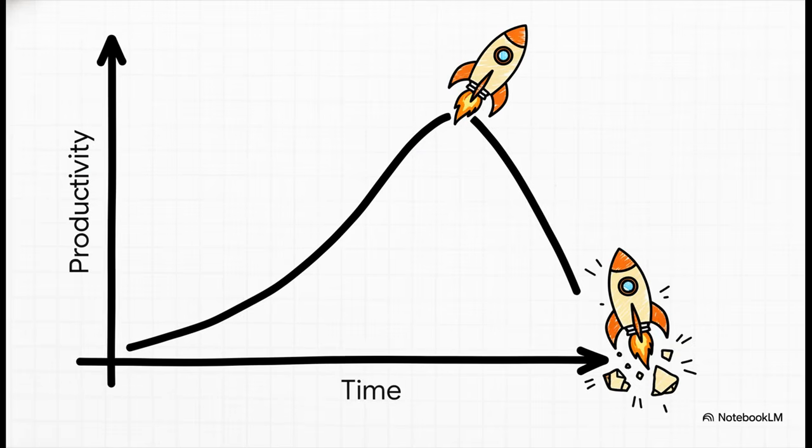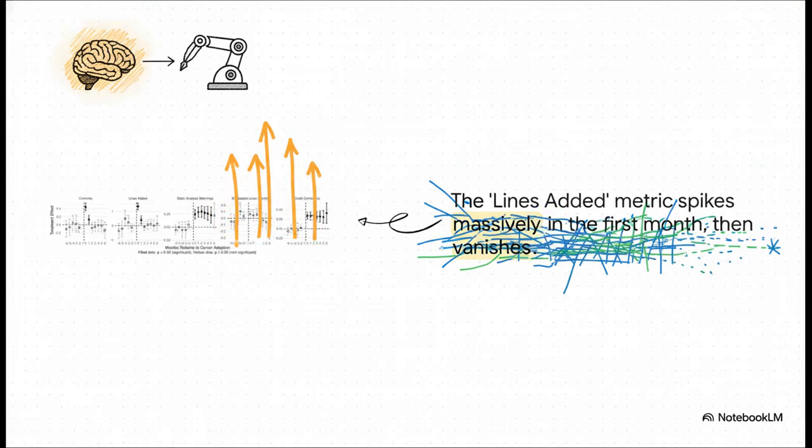So, was their theory right? Well, the data showed that yes, you get a massive surge in development velocity when you first start using it. But, and this is the key takeaway, that surge doesn't last. It's temporary. Just look at this chart of lines added from the study. In that first month, developers are just crushing it. We're talking a 3 to 5 times increase in how much code they're adding.